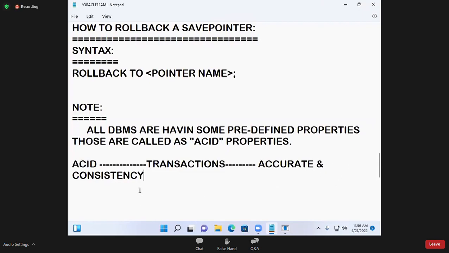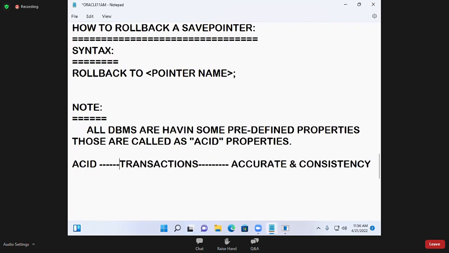Okay, so why are all the transactions which you perform online accurate and consistent? The reason is that internally, every database management system supports the ACID properties. These are predefined properties. We don't want to do anything; they are already inbuilt in your database. These properties automatically manage your transactions.